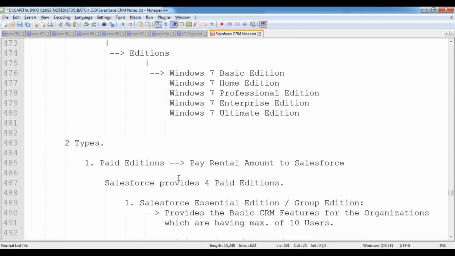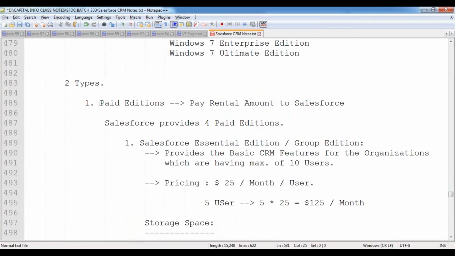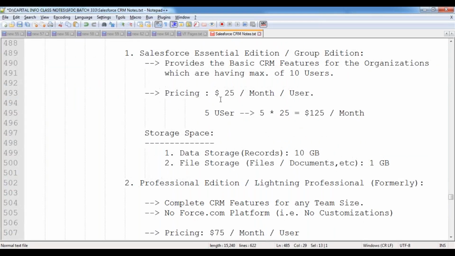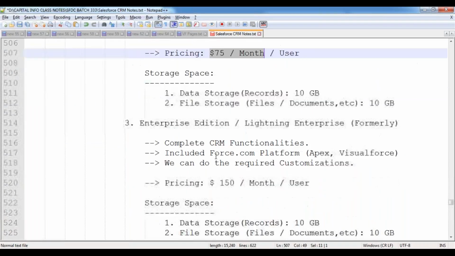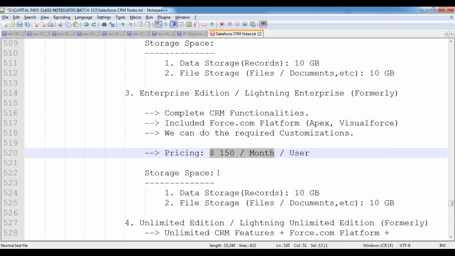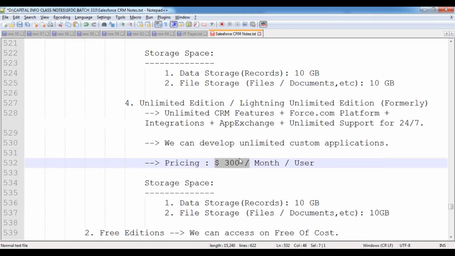These are the four paid editions given by Salesforce by default. Whenever you want to use an edition's features, you have to buy the license by paying this amount to Salesforce. Essential Edition is $25 per month, Professional is $75 per month, Enterprise is $150 per month, and Unlimited is $300 per month. Let me show you that practically.